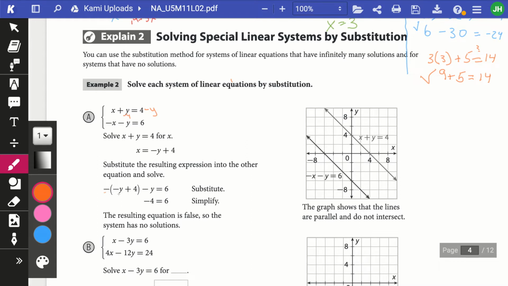That's a positive y plus 4. So that's 4 minus y equals 6. The y minus y cancel out. Does negative 4 equal 6? Never. This never happens. That is false. So there is no solution.